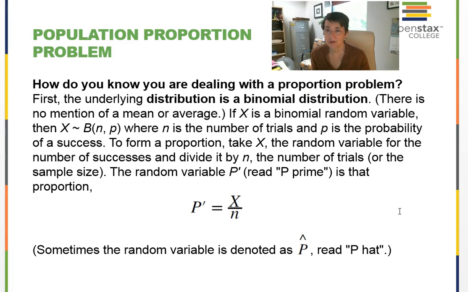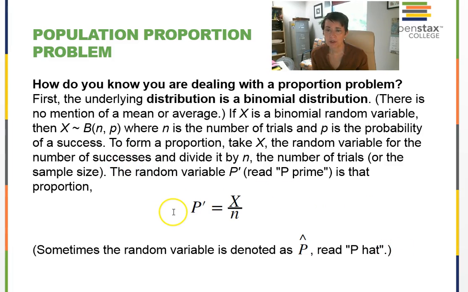First, it's going to be a binomial distribution. There is no mention of a mean or average. Okay. It's yes or no. That's what we're talking about. Either they're for a candidate or they're against a candidate, or they're not for a candidate, whatever way you define it. You just have two choices. And you don't have the mean.